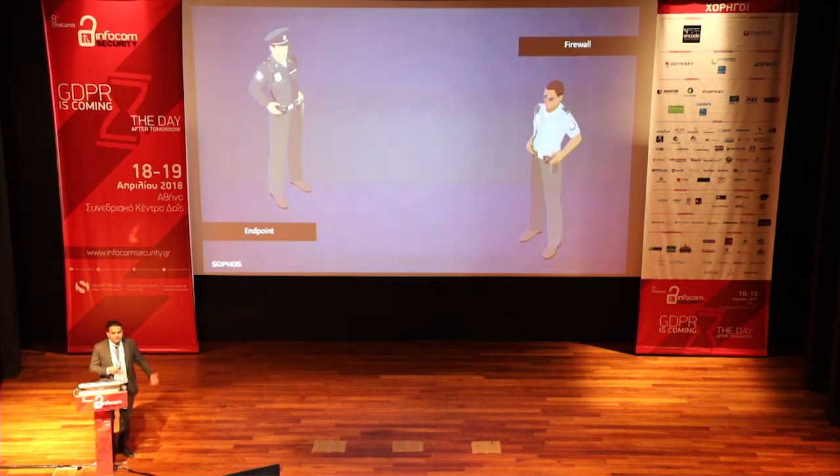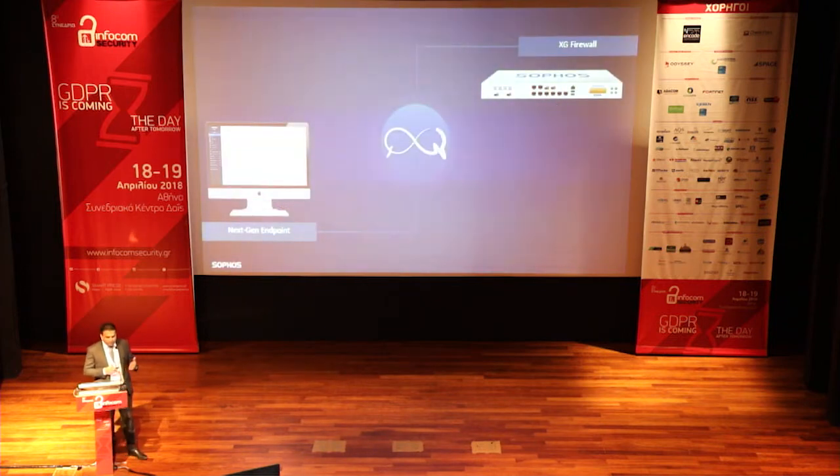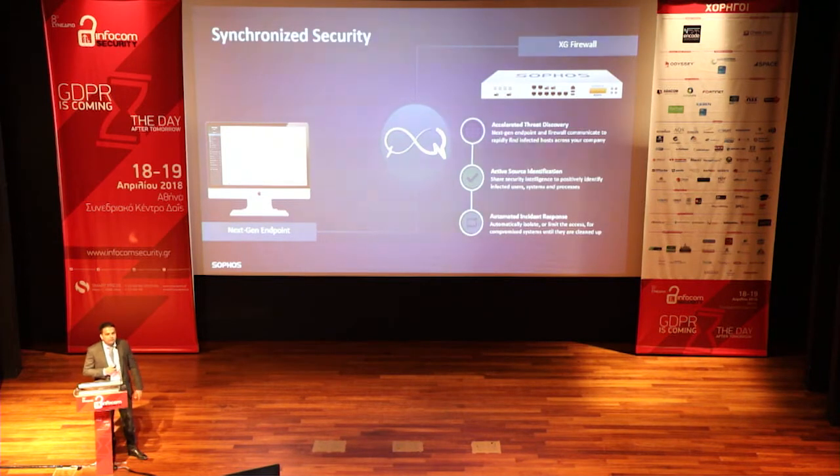So this is just an example. You have a security guard at the main gate, which you can call the firewall. You have a security guard inside the premises, which is your endpoints, your workstation, or the server. And they communicate using a communication device as such. So you can replace the endpoint with a next-gen endpoint solution, and the security guard at the main entrance with a firewall. That overall provides you an acceleration to the threat intelligence. It provides you active source identification and automatic incident response.